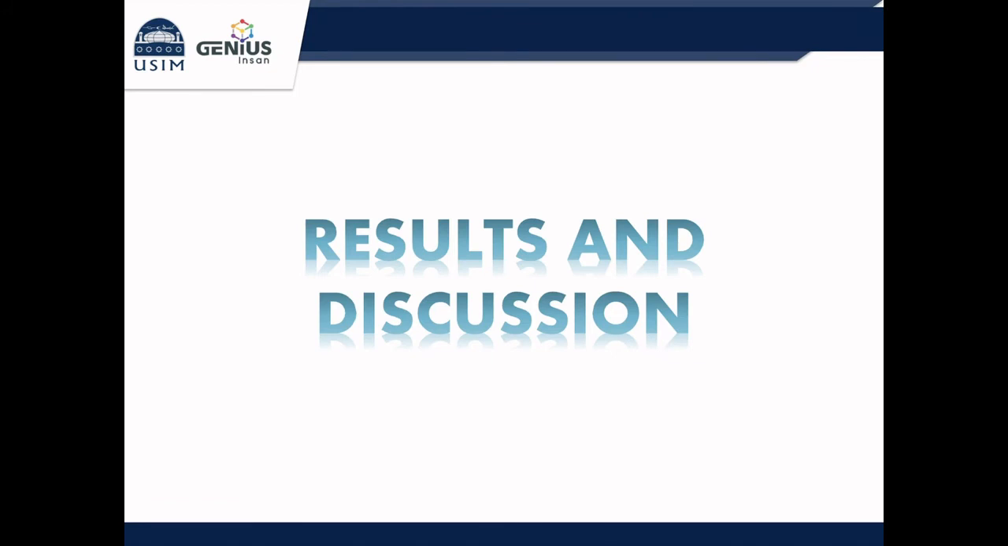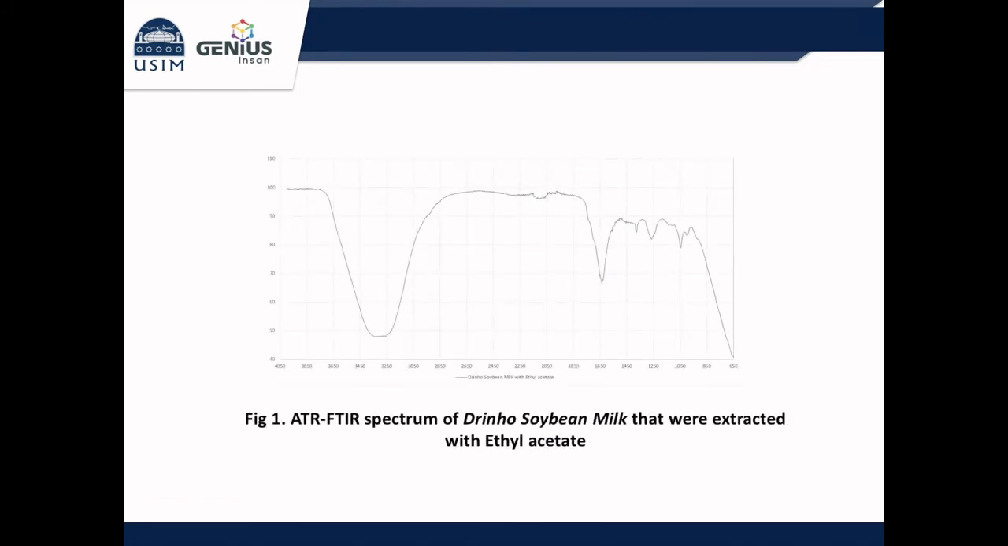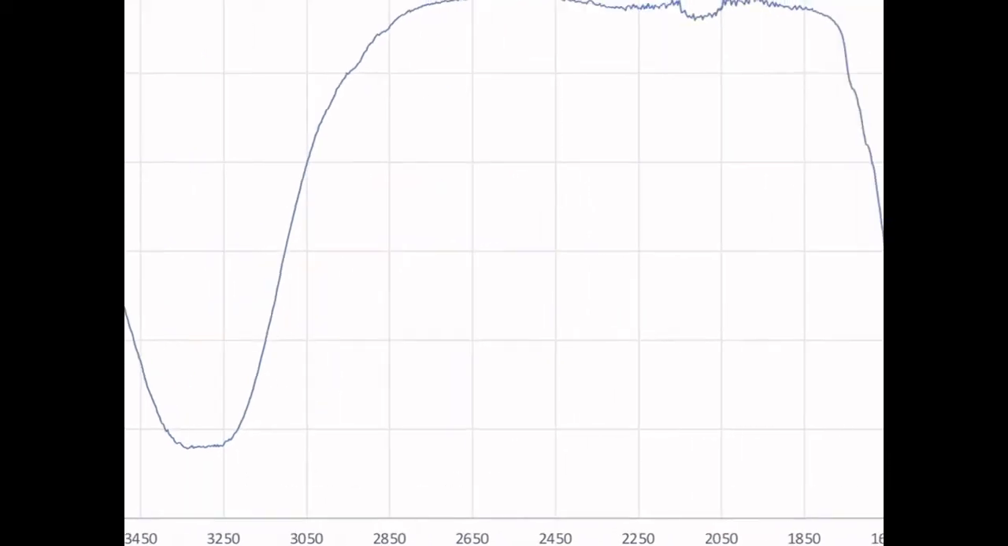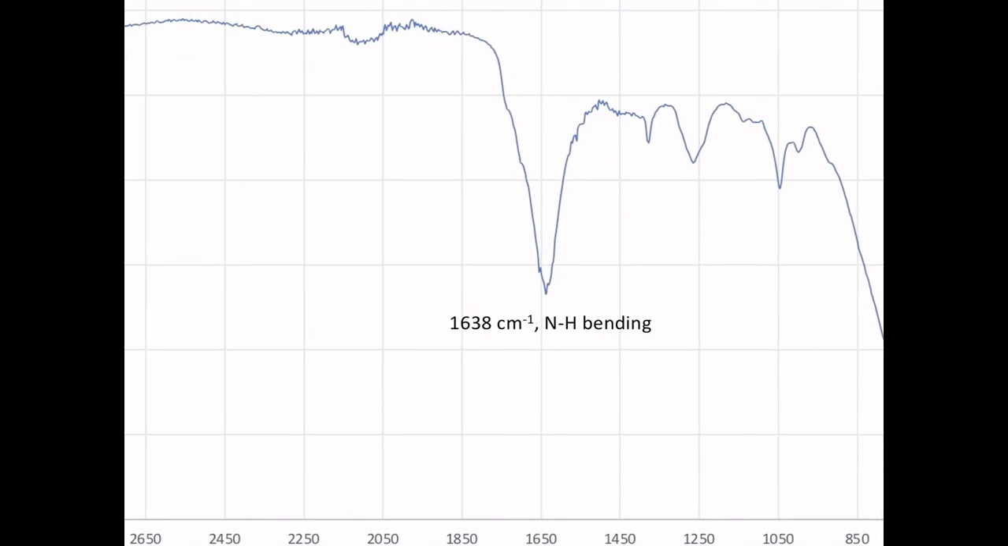For the results and discussion, this first figure shows the ATR-FTIR spectrum of greenhouse soybean milk sample that was extracted with ethyl acetate. For the first peak, the transmission measurements are attributed to phenols due to the OH stretching bond. For the second peak, the transmission measurements are attributed to amide due to the NH bending.